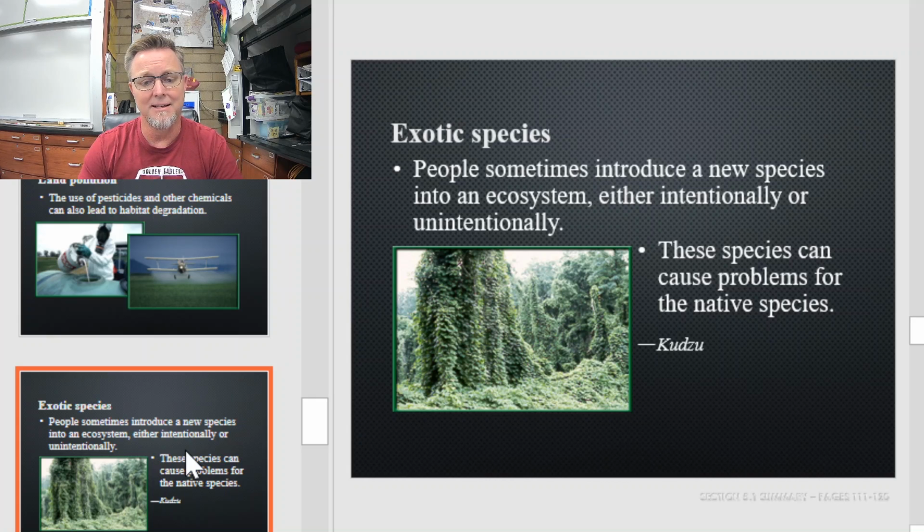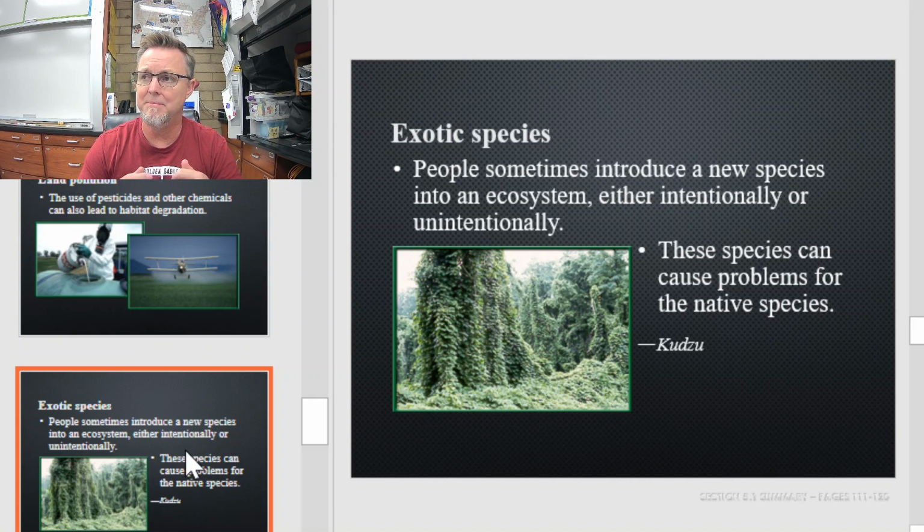I've got a pond here on campus, and I wasn't the person that put turtles in that pond. They just magically showed up from the surrounding neighborhood. People sometimes introduce new species into an ecosystem either intentionally or sometimes unintentionally. Unintentional introduction isn't caused by the person that walks by the pond and throws their turtle in because they're just trying to get rid of it.